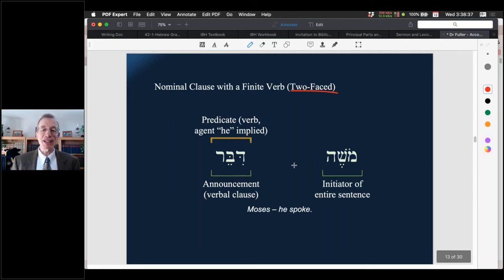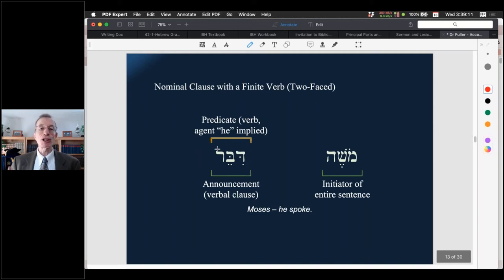Let's look at this. Here we go. Moses Deber. There it is. How do they understand that sentence? This is a nominal clause. Why? Because your initiator precedes your announcement. That's why it's a nominal clause. Now, how do they break it down? Break it down like this. This is the initiator of the whole sentence. What is your predicate? This word right here. And what is this word right here?